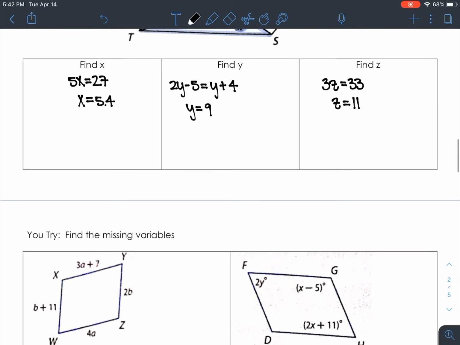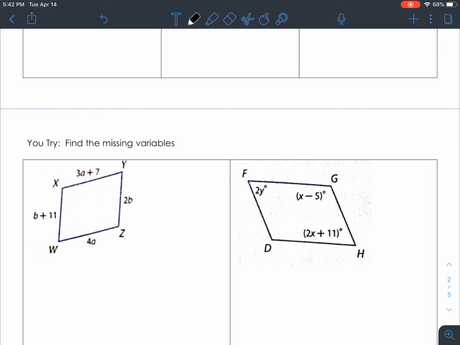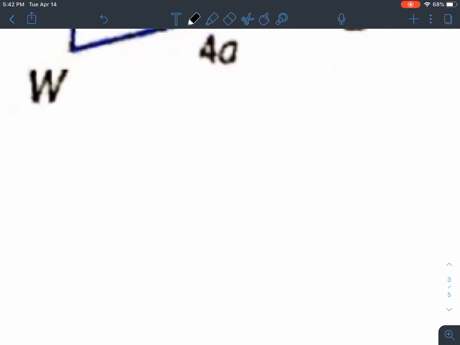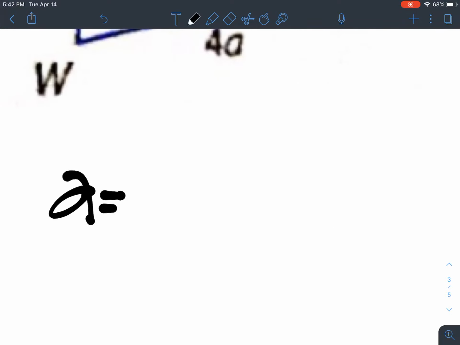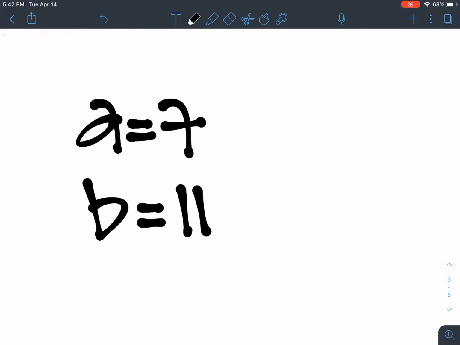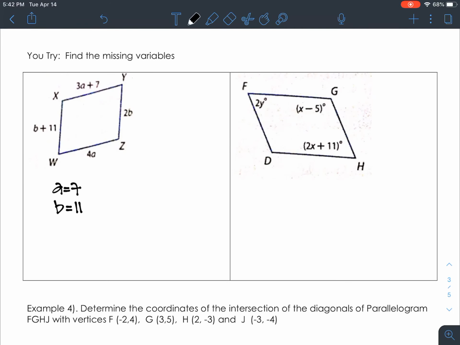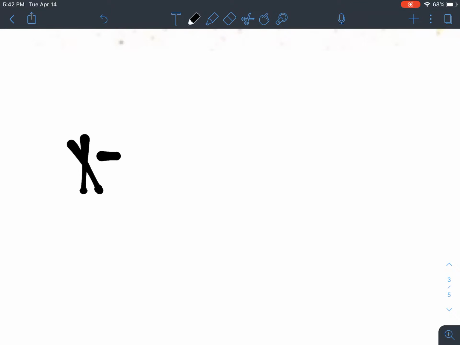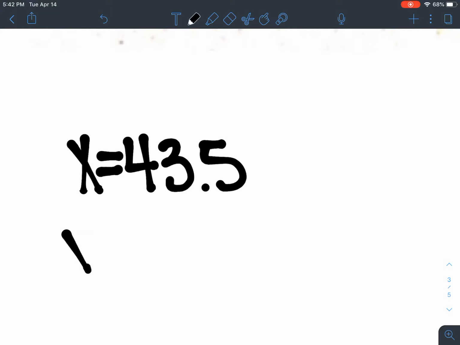Okay, so on the U-Try, I think you guys can probably do these on your own. I'm going to give you guys the answers just as we are going through here. Sorry, I'm pulling up my answer key real quick. Okay, so for the first one, you can get A is equal to 7, and then B is equal to 11. And if you don't know how to do these, make sure that you look at my answer key. All my work is shown.